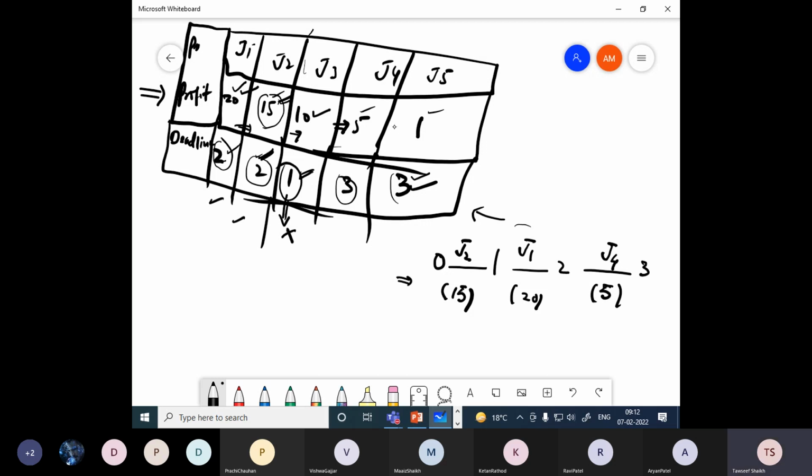And now the algorithm will go to the last one, that is this one. But since its deadline is 1, this person won't be allocated a time slot because all the time slots are already allocated to the different jobs.